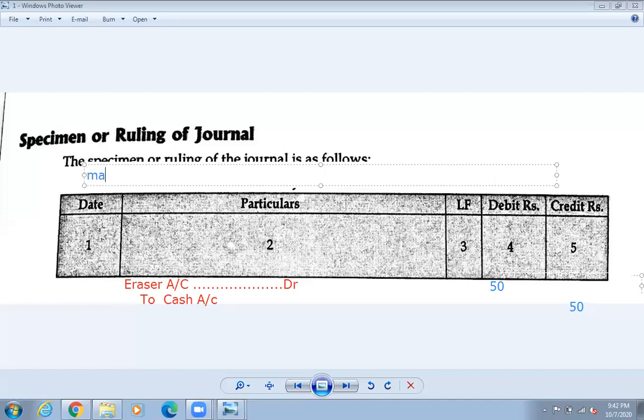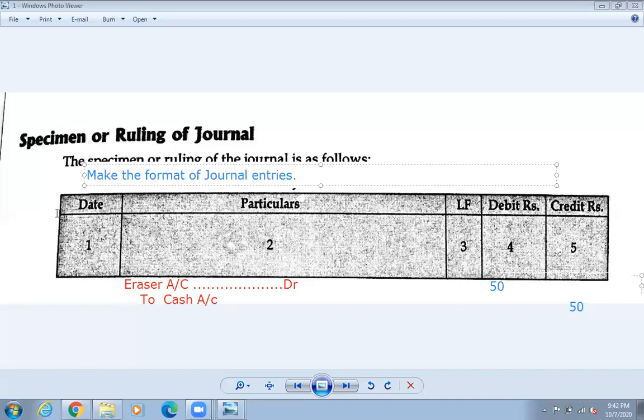Make the format of journal entries. Okay, so this is your question. Make the format of journal entries, and you'll make this format. No need to write on 1 2 3 4 5. Don't write this number, just make the format.